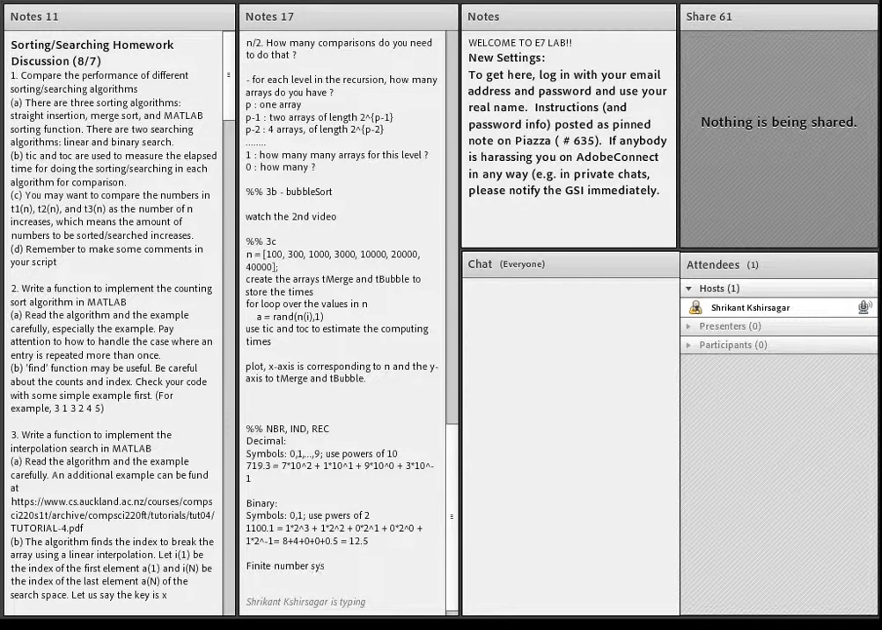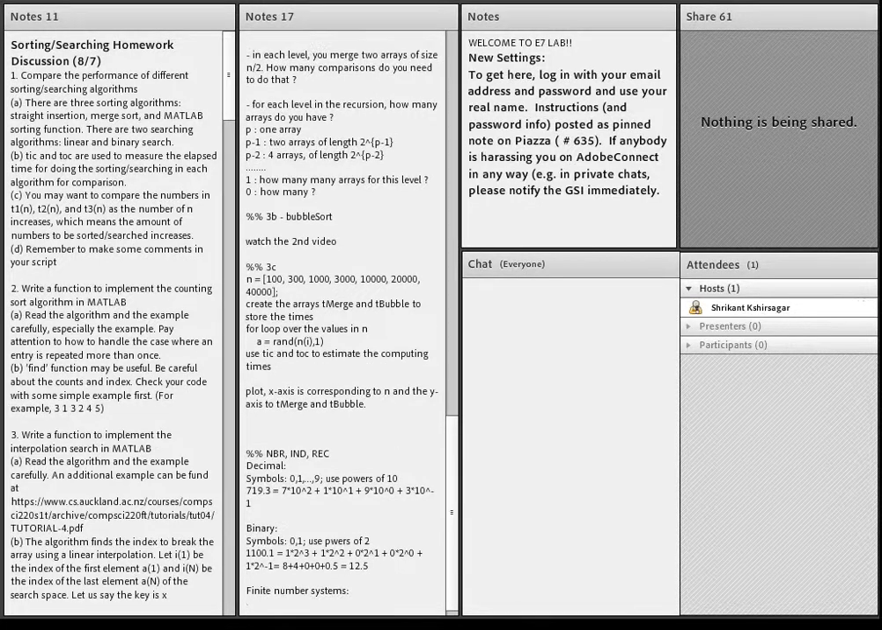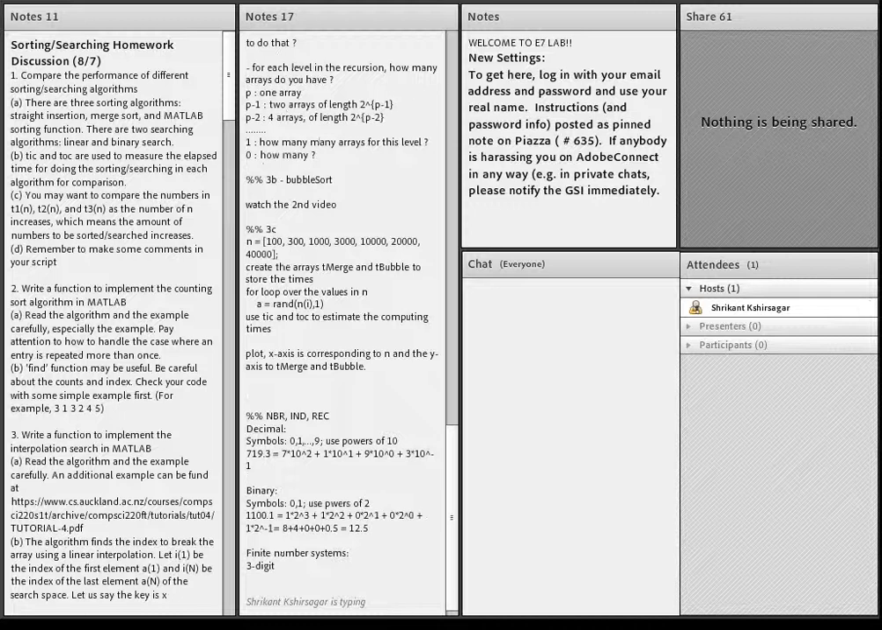Now there was a question about this on Piazza, and it seems like this is not entirely clear to all the students, so I'll just spend a few minutes going over it. So let's take the prototypical example of a finite number system, the 3-digit base 10 system.